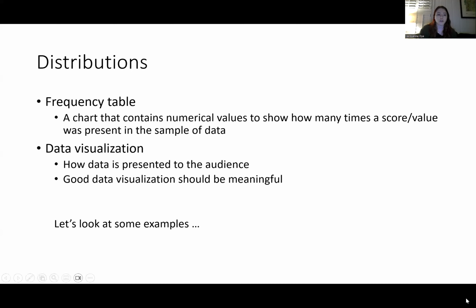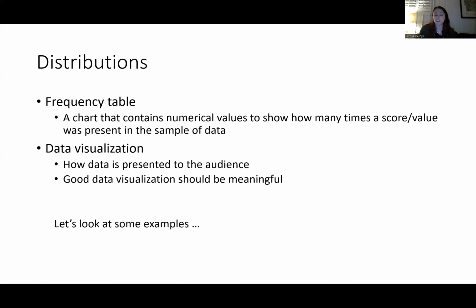So distributions, we look at things like a frequency table. This would be a chart that contains numerical values to show how many times a score or value was present in a sample of data. And then we might do something called data visualization. Think of graphs, charts, things like that. It's basically how the data is presented to the audience.